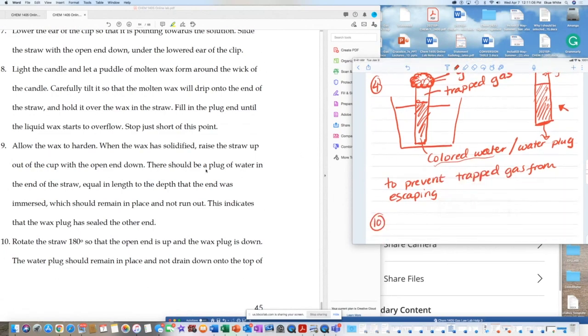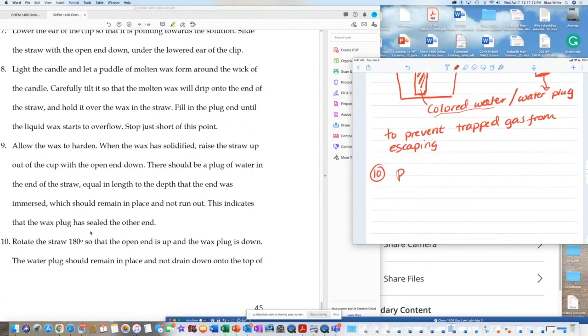So here it says rotate the straw 180, flip it over. So what I usually do when I'm reading directions is I write it out in my way, in a way that makes sense to me. It says rotate straw 180. Rotate, or I can say here flip. And I try to draw pictures because that makes more sense to me.